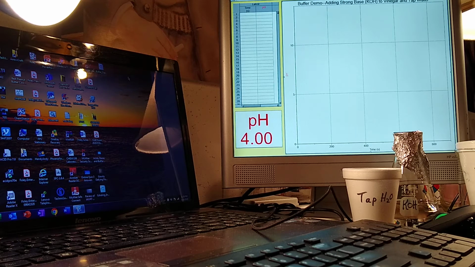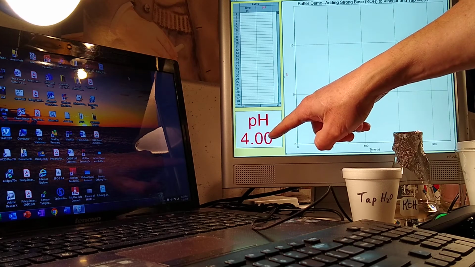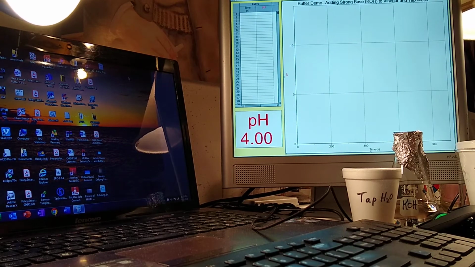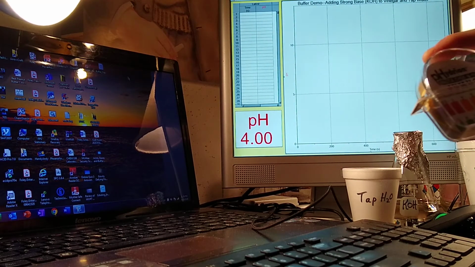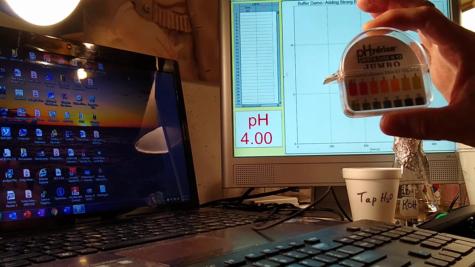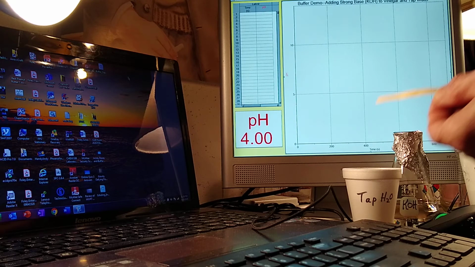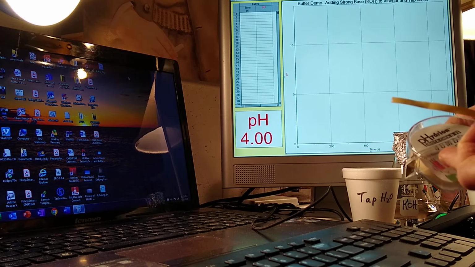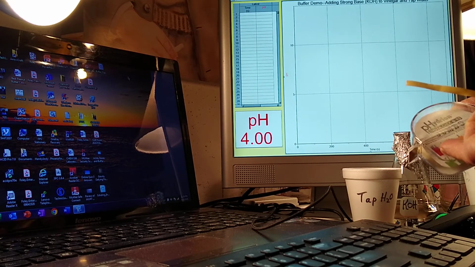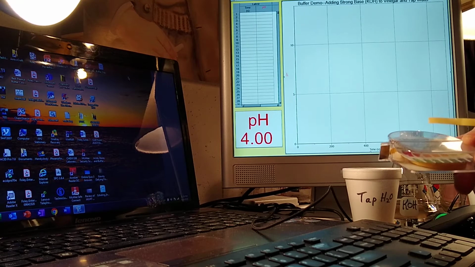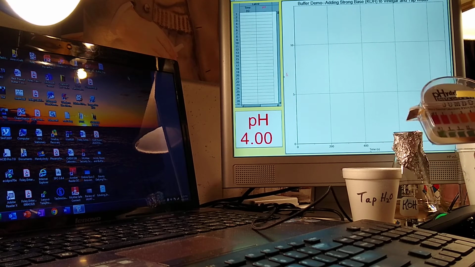One way we can measure pH, besides using a pH probe, as you can see I've calibrated it so it's reading pH 4. One other way, the more approximate way of demonstrating, is to use this pH paper. So it's just an orange colored paper, and it changes color. The scale runs from red for pH 0 up to very dark blue for pH 13 or 14.